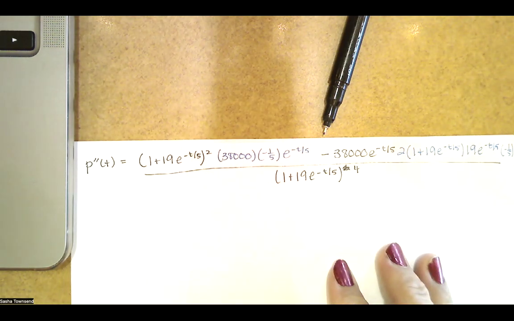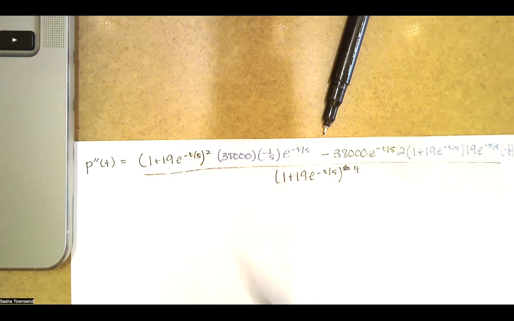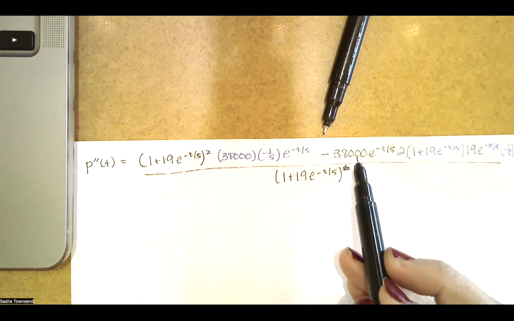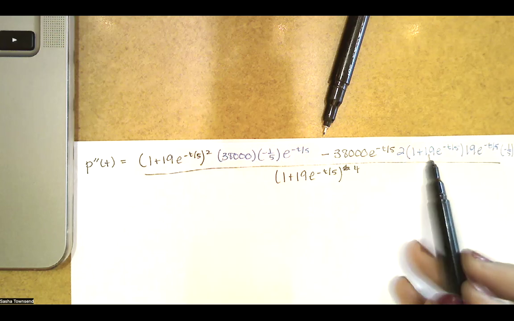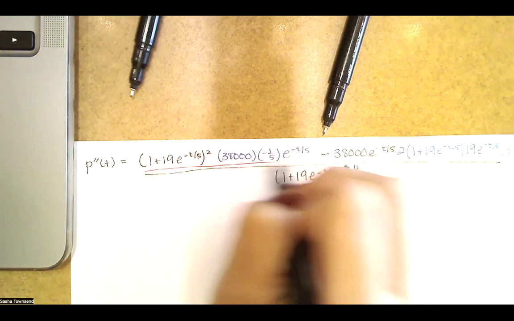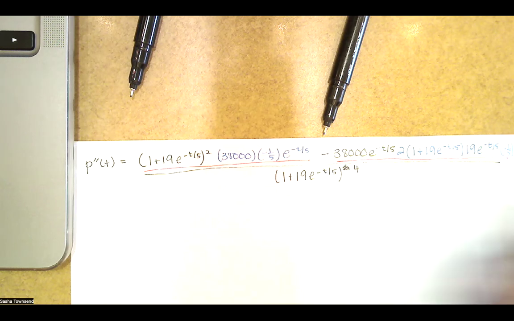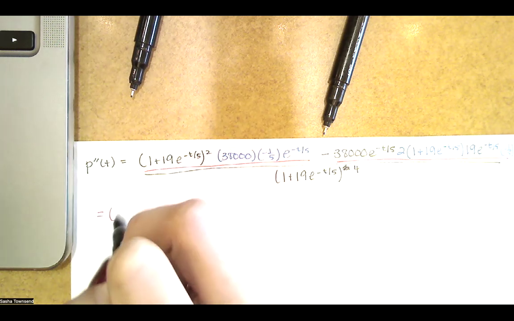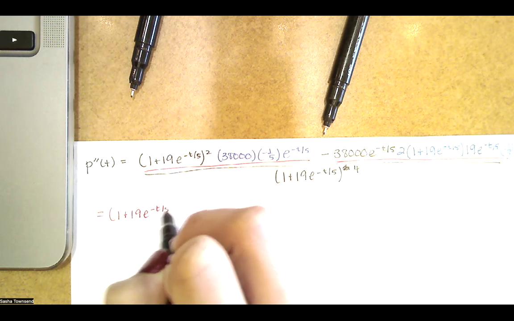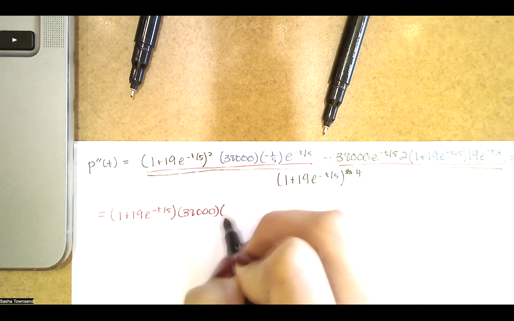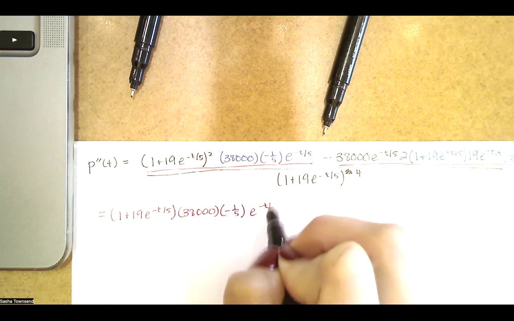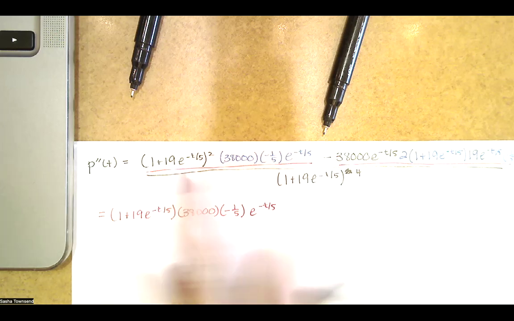All right, so now we're looking for common factors so we can factor out of everything. I see I've got a 38,000 here and here. I've got an exponential term there and there. I also have that negative 1/5 there and there. And I have this 1 plus 19 e to the negative t divided by 5. So if I'm looking at this expression and this expression, what do they have in common? Well, they have one of those 1 plus 19 e to the negative t divided by 5. They've got one of those 38,000 times the negative 1/5 times the exponential. And I think that's all I can factor out from both of those.